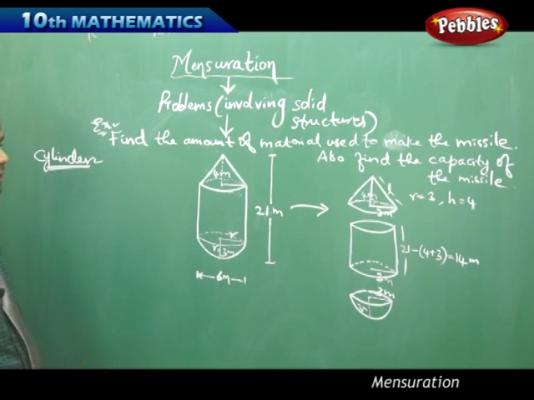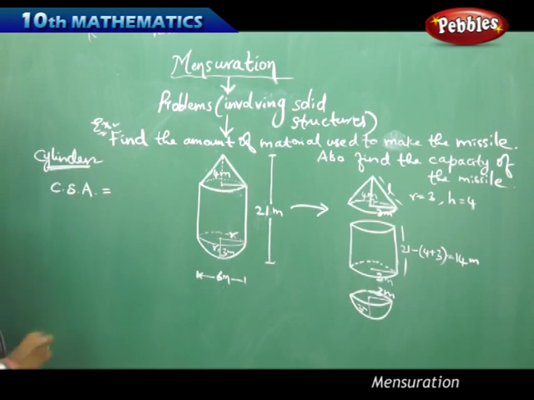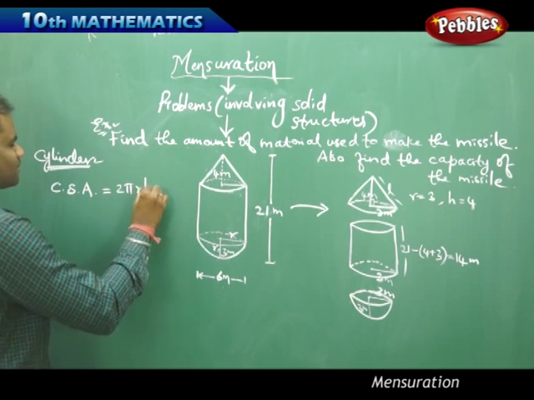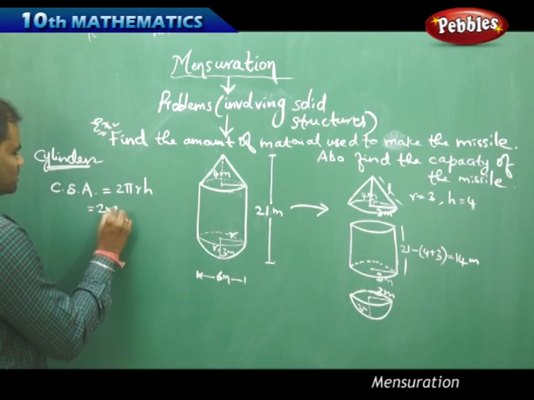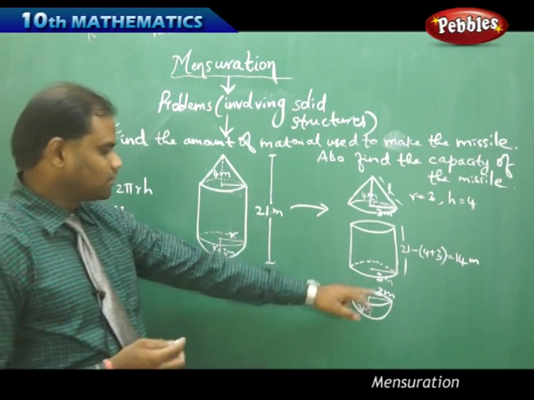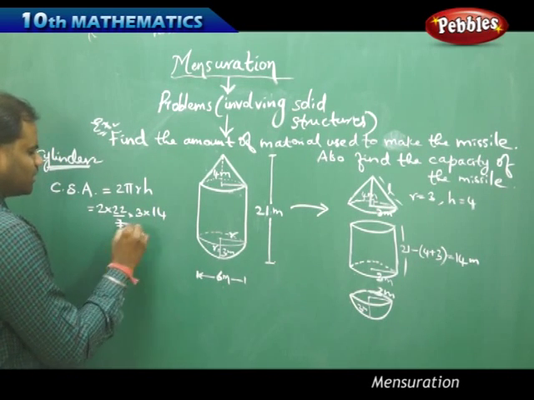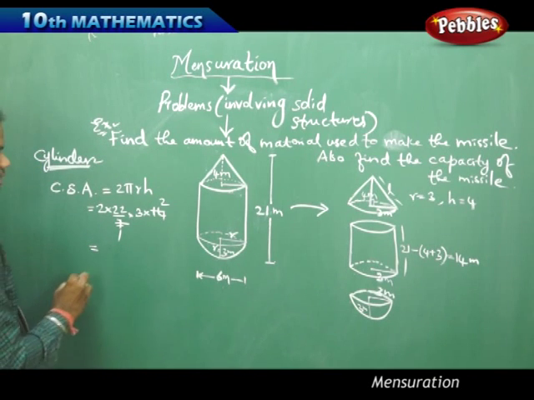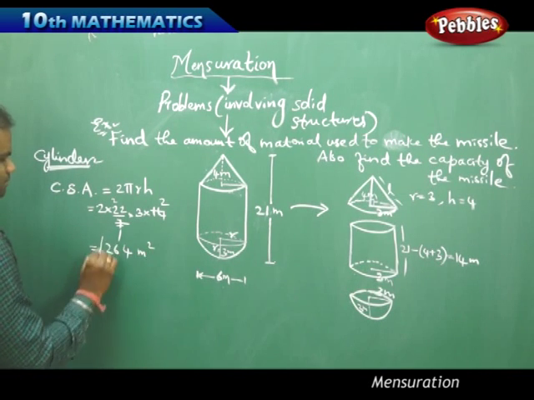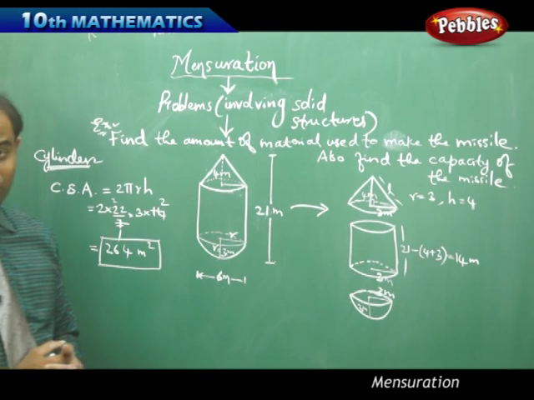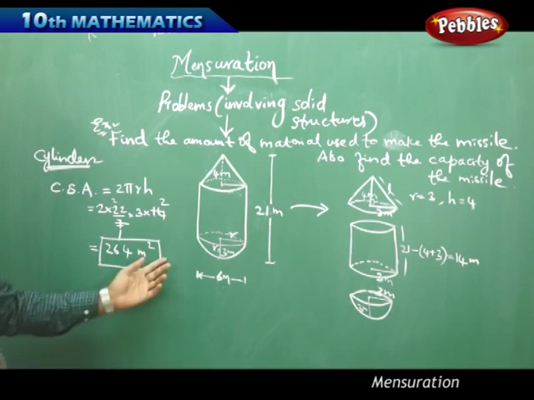So the amount of material I use to make the cylindrical part of the missile is the curved surface area, which is 2 pi r h, using the formula. Now, as I know the radius and height, I substitute 2 times 22 by 7 times the radius, which is 3 meters, and the height, which is 14 meters. On simplification, this gives me 264 meters square. So the amount of material I require to make the cylindrical part of the missile is 264 meters square, is how I understand the concept.